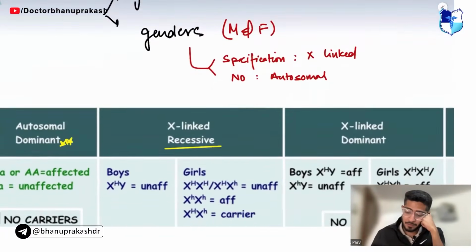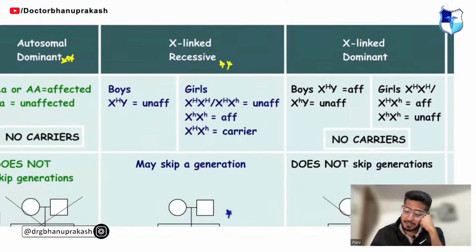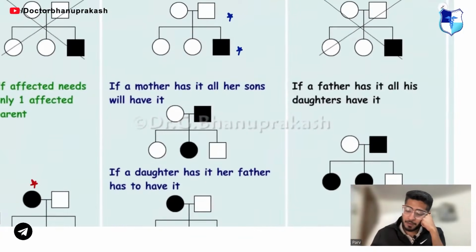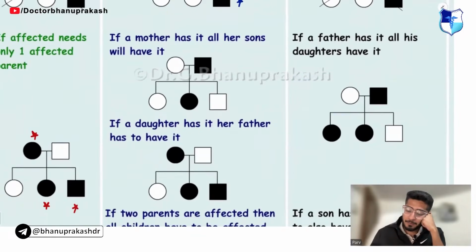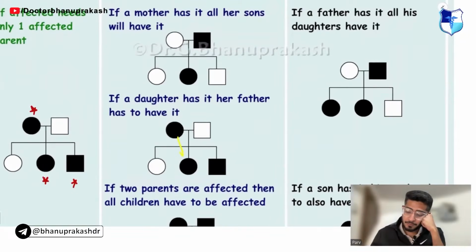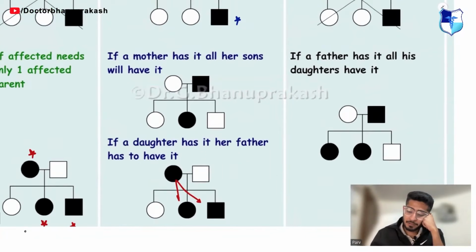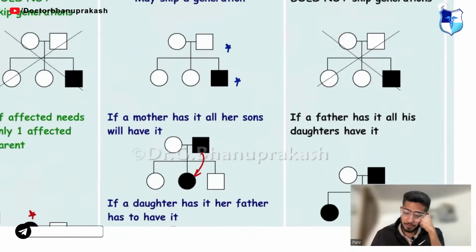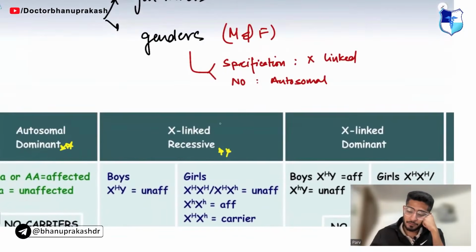This is recessive. Now how do we check if it is X-linked recessive or not? Remember this: the mother is going to give to both the children. But the father is going to give only to the daughter. The father is going to give to the daughter, and the mother is going to give to all children.